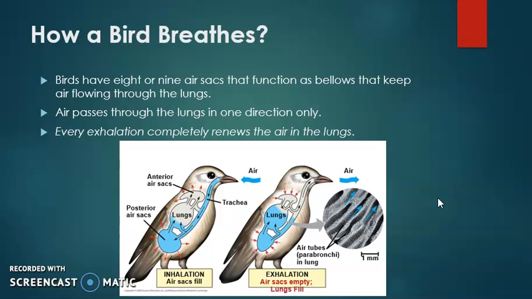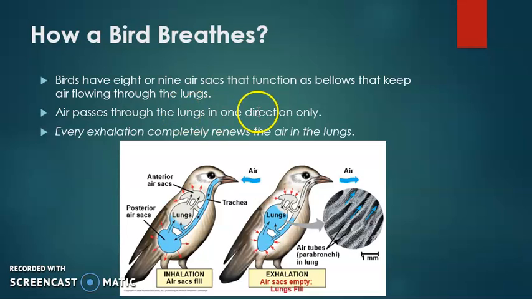Now more modification. What happens in birds? How does a bird do that exchange of gases? Birds have 8 or 9 air sacs that function as bellows that keep air flowing through the lungs. Because birds have to fly, they have a very high metabolic rate. They manage it with a more efficient system of air sacs. Here you can see air sacs in the body of a bird.